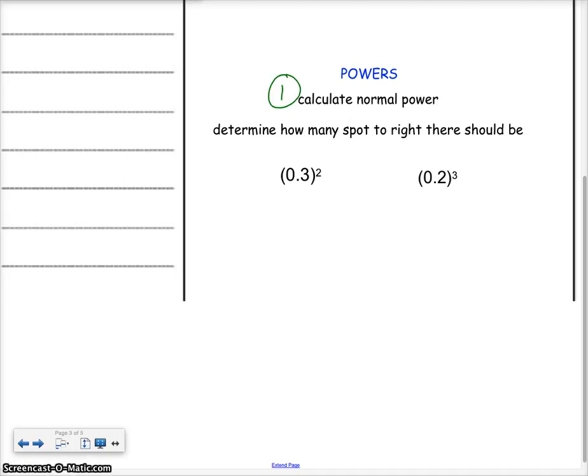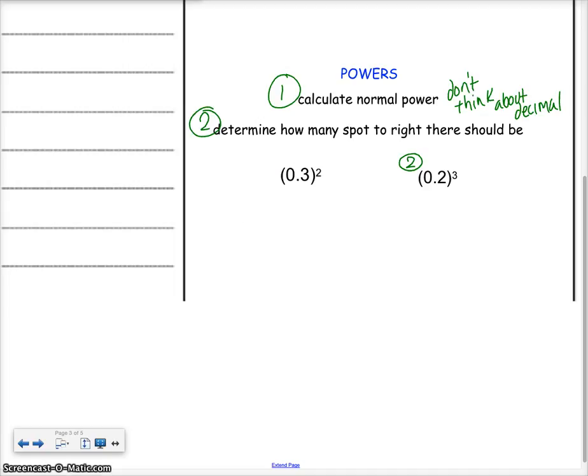The first thing you do is calculate the normal power. That means don't think about the decimal. So you're going to calculate the normal power with the number that you're dealing with. Like this first example, it would be 3 squared. This second example, it would be 2 cubed. Okay? Then this is the tricky step. You determine how many spots to the right there should be on the product. So let me show you how to calculate this.